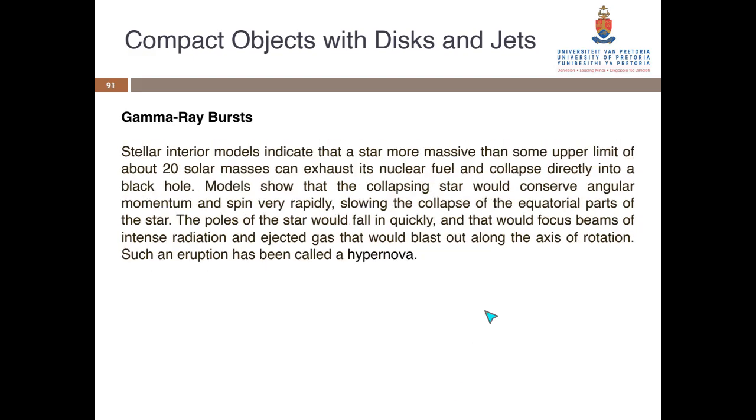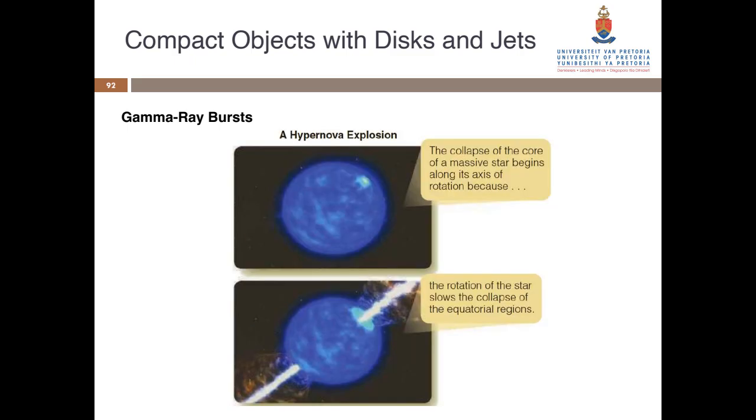Stellar interior models indicate that a star more massive than some upper limit of about 20 solar masses can exhaust its nuclear fuel and collapse directly into a black hole. Models showed that a collapsing star would conserve angular momentum and spin very rapidly, slowing the collapse of the equatorial parts of the star. The poles of the star would fall in quickly, and that would focus beams of intense radiation and eject gas that would blast out along the axis of rotation. Such an eruption has been called a hypernova. So this is the representation of a hypernova.